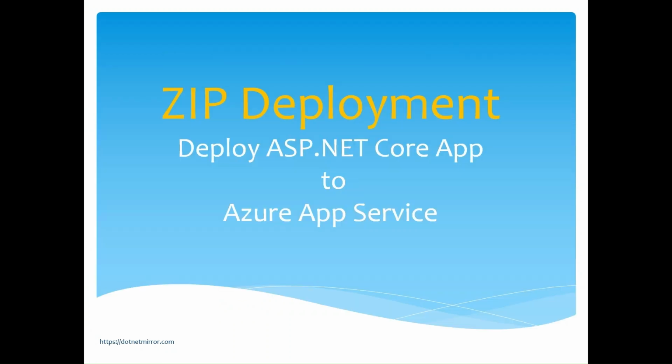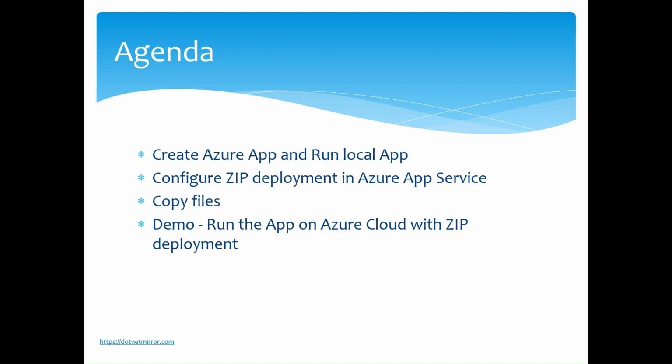Today let's understand how you can deploy an ASP.NET application to Azure App Service via zip deployment. In this video, we will create a basic ASP.NET app, run the app locally, and configure the zip deployment in Azure App Service. We will copy the local files to Azure via the zip process, and we will run the application on the Azure App Service.